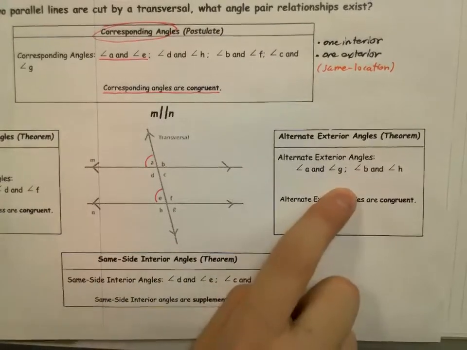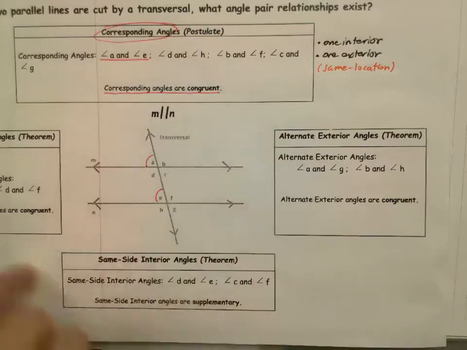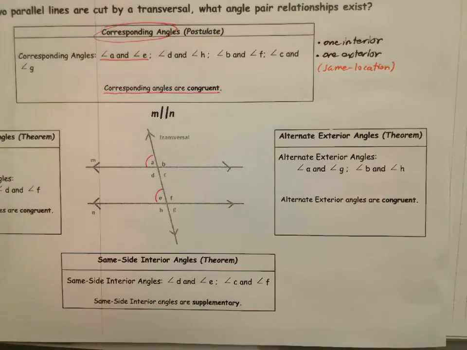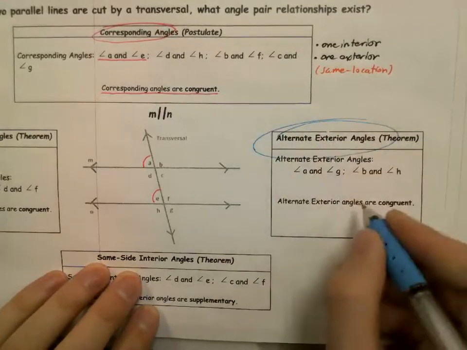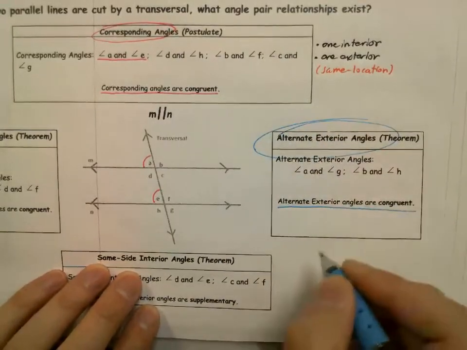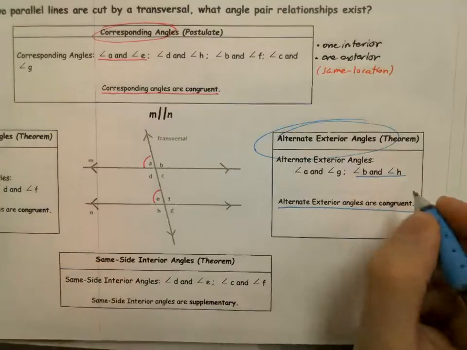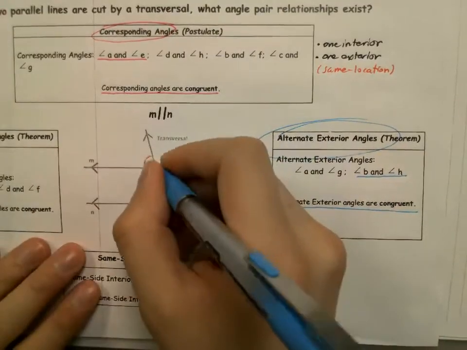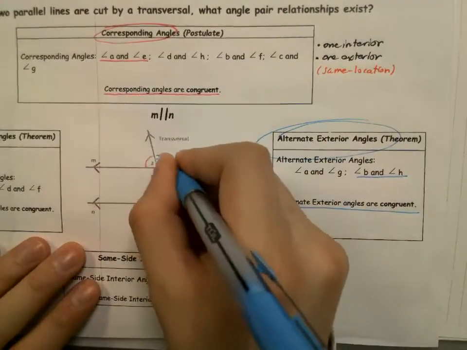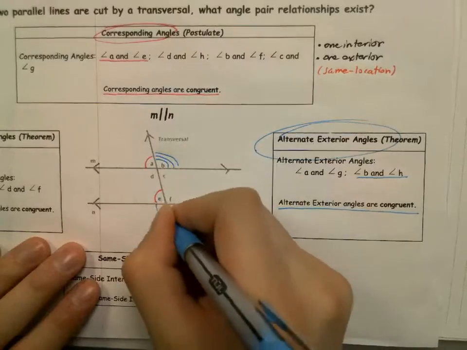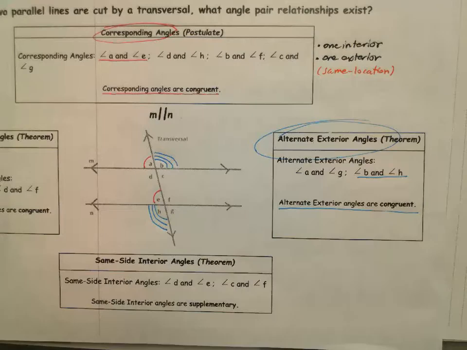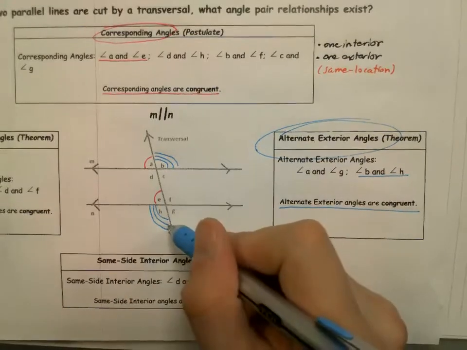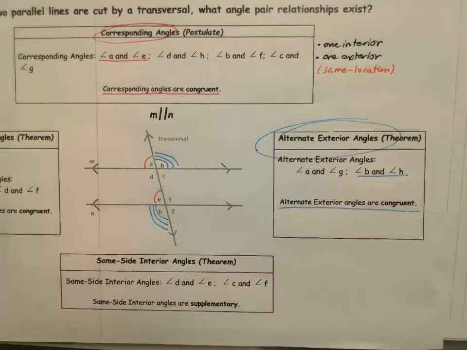Now, the next one we'll talk about is alternate exterior. We'll go around like this. Alternate exterior angles, on the other hand, are also congruent, like angle B and H. So this guy here and this guy here. Notice I'm using 3 lines to describe the angle, 3 lines to describe the angle. That's how we show congruency.